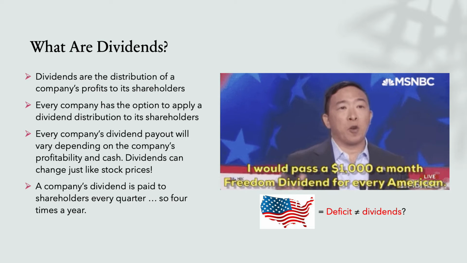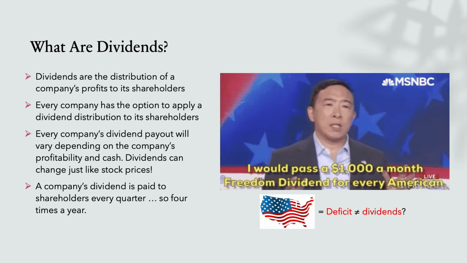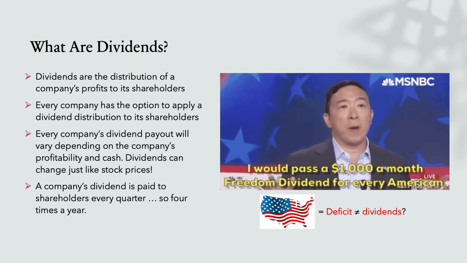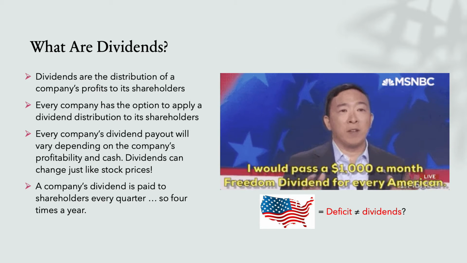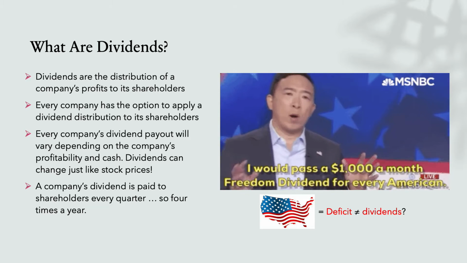Now, each company has this option to distribute dividends, and it's really on the basis of that company's profitability and cash. So remember, dividend payouts can vary and change just like stock prices. And as there are 4 quarters in a year, dividends are paid out per quarter.